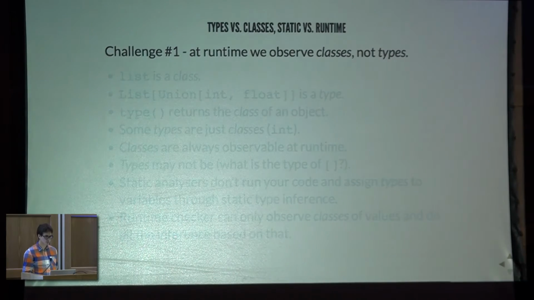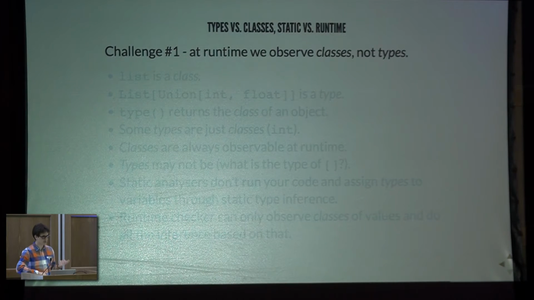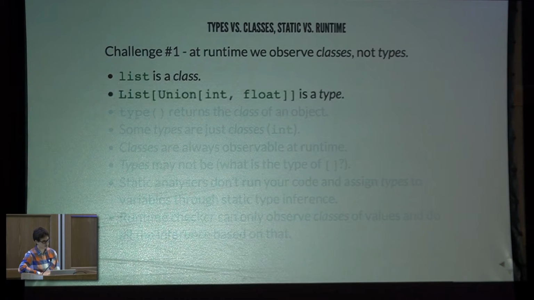So there are a few problems. Why is it hard to build a runtime type checker? First, we don't observe types, we observe classes at runtime. And there's an unfortunate naming in Python. For example, list is a class, right? Now, capital List of Union of int and float is a type. To add to the confusion, the type function actually returns a class, not a type. The type function creates classes and not types.